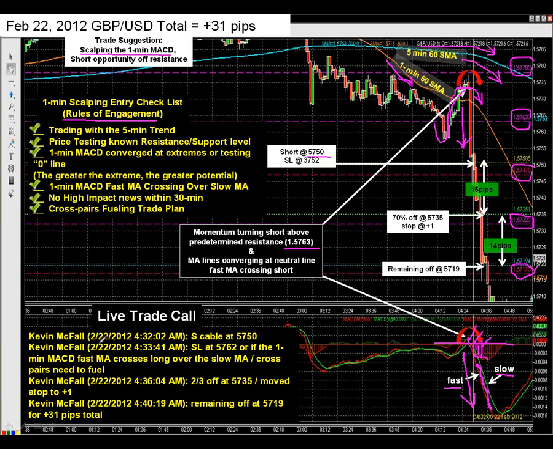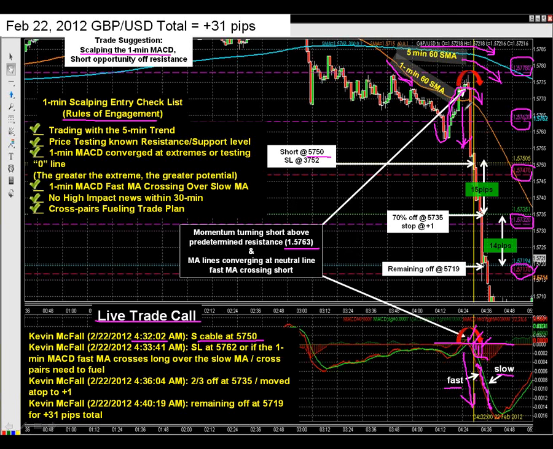And here's the timestamp on that. We entered that at 4:32. This is the London session at 57.50. This is a live trade. Right? So I provide the setup and tell everybody where to look to get in and what area I'm trying to get in.